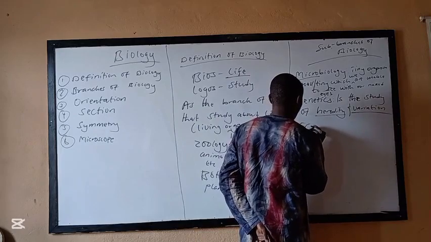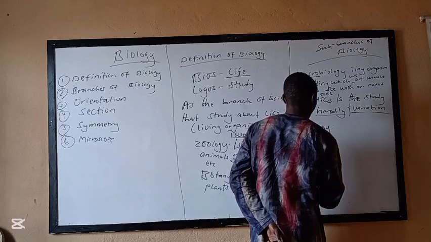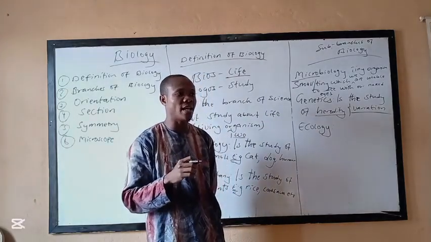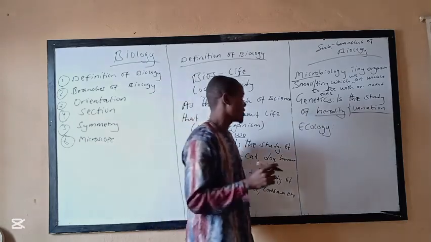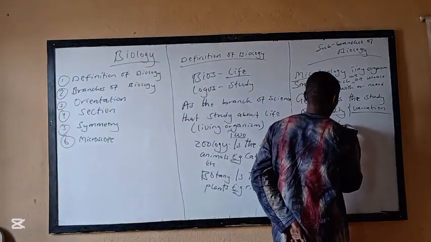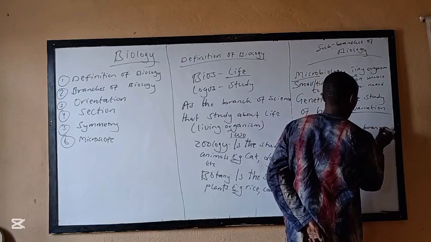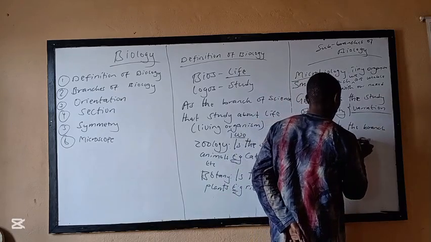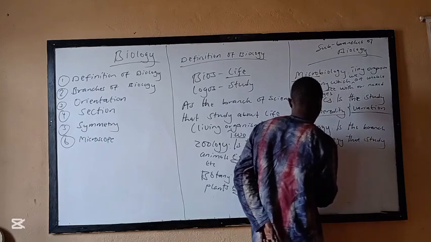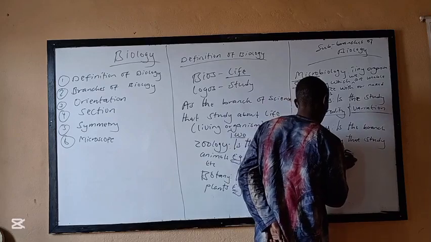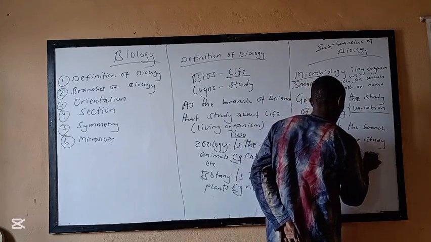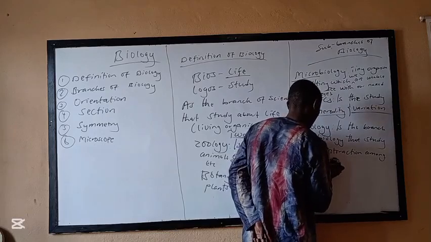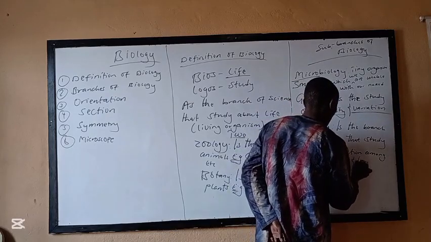Next we have ecology. Ecology is a branch of biology that studies the interaction among living organisms. So it is the branch of biology that studies the interaction among organisms and their environment.